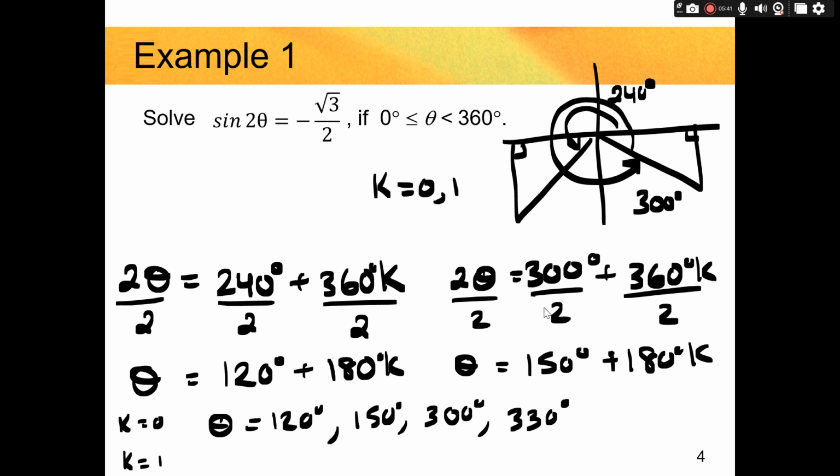Does that make sense? If k is equal to 0, this goes away. K is equal to 1, so we put a 1 in here. 1 times 180 is 180, and 180 plus 120 would give me 300. So it's just technically adding together whatever is multiplying k.